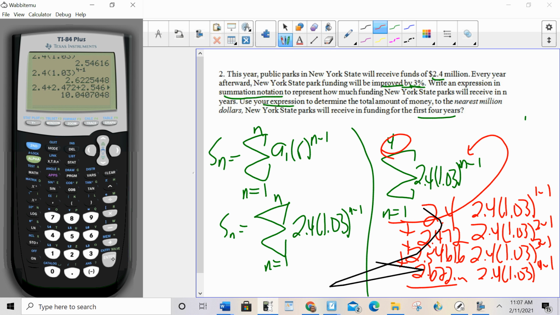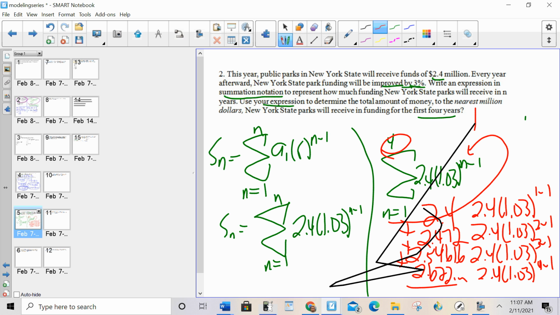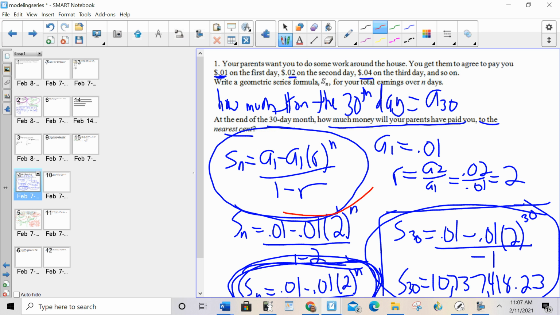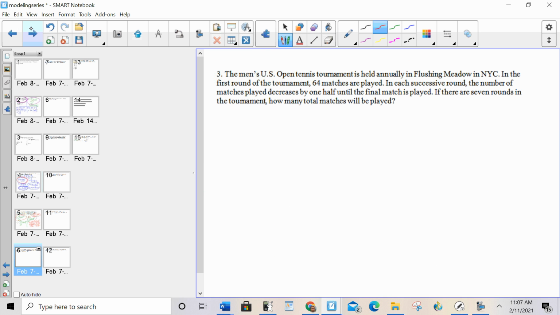To the nearest million, that's $10 million. That's a lot of money. So if it wants it in summation notation, I'll use this. If it wants it in explicit, we use this. What's going to come up like 90% of the time is going to be explicit. That's what we're going to focus on more. But you'll see what kind of questions I'll ask you on summations.